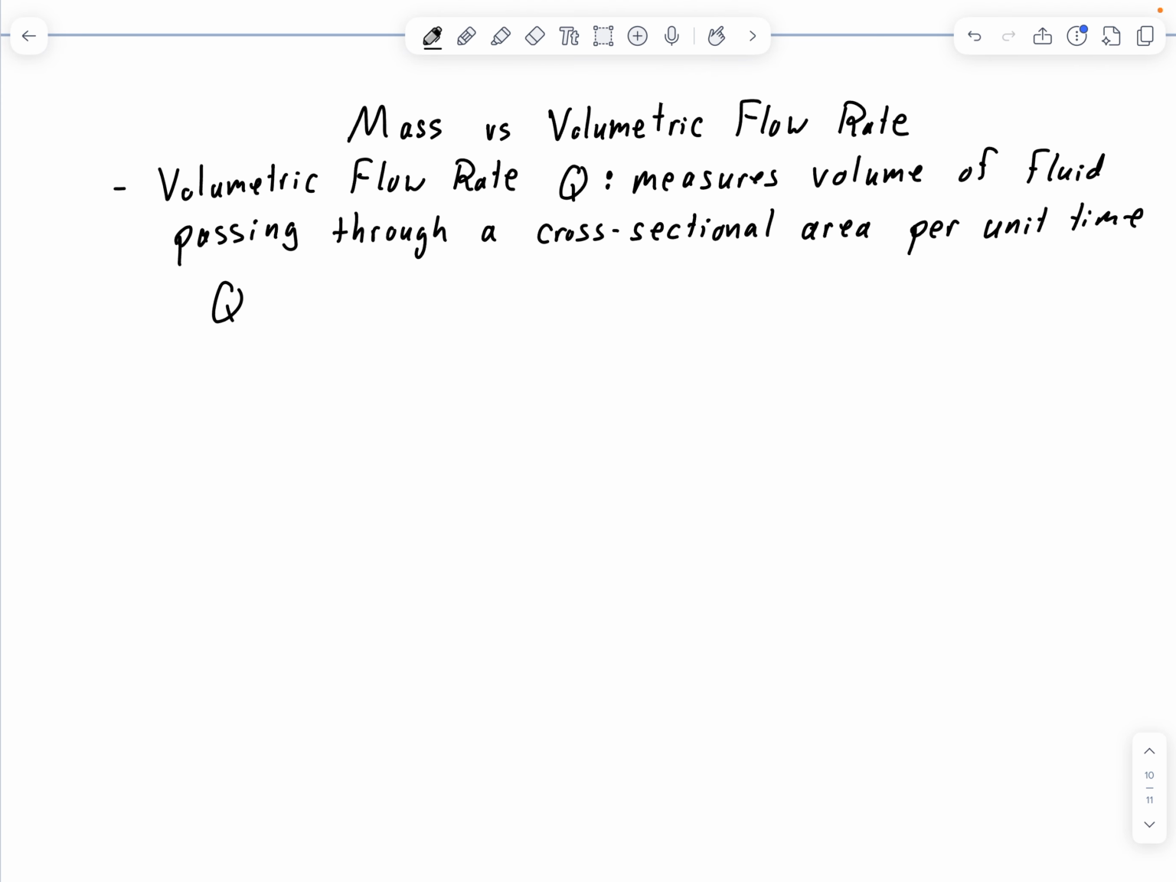The formula for this is Q is equal to A times V, where A is your cross-sectional area, and V is your average fluid velocity across that cross-section.